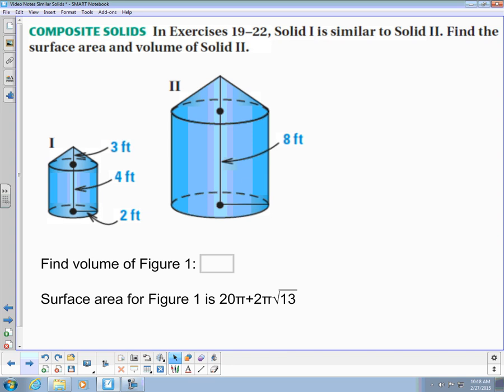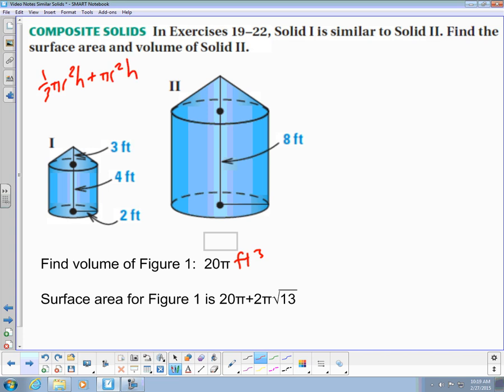Okay, so you should have found the volume of figure 1. And so the volume there should have been 20 pi, and of course, that would be feet cubed. You should have used 1/3 pi r squared h plus pi r squared h. Okay, and so that was 1/3 pi times 2 squared times 3 plus pi times 2 squared, and the height of the cylinder is 4, and that's how you get to 20 pi. So, yep, that all looks right.